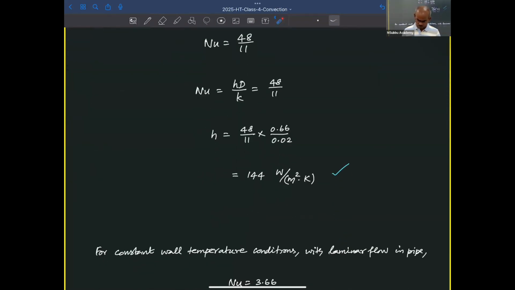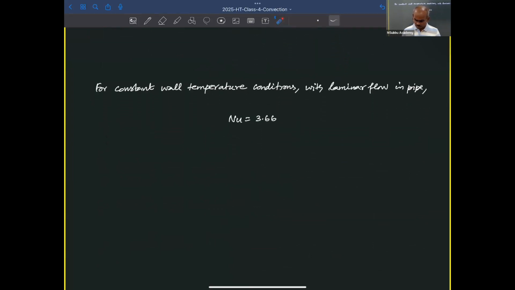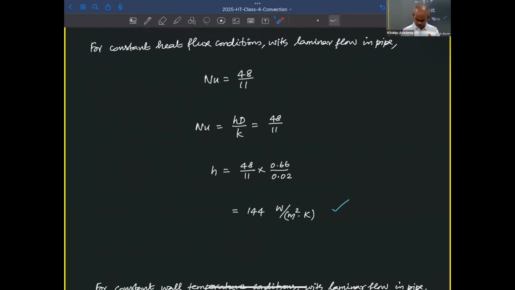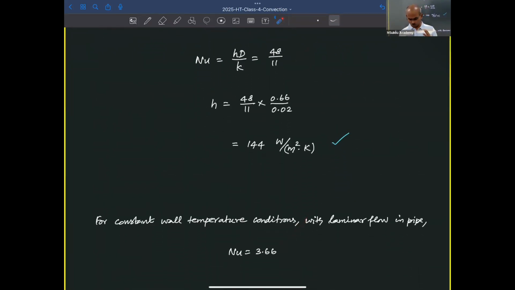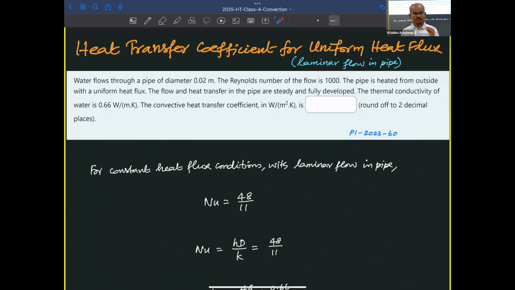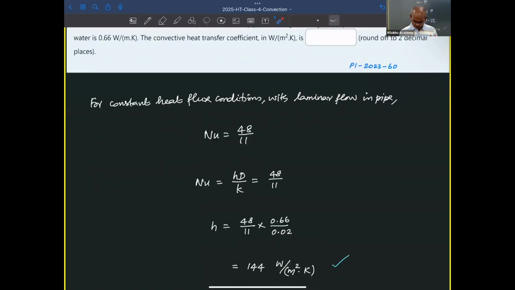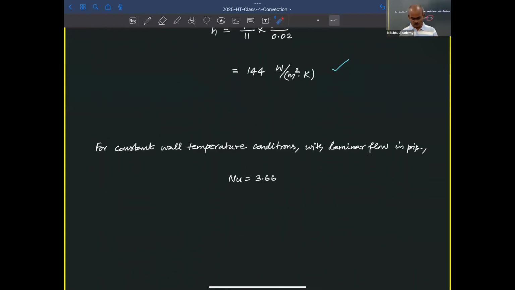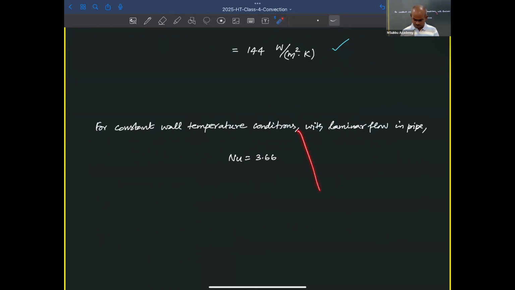And for constant wall temperature conditions, the Nusselt number is equal to 3.66. Of course, these two are applicable for laminar flow through a pipe. For laminar flow through a pipe, for the conditions of constant wall heat flux or constant wall temperature, you are given a Nusselt number which is a constant. These are all coming from derivations. This number 3.66 also comes from fundamental derivations, so only the end result is available.